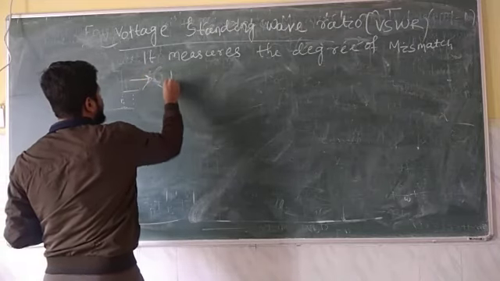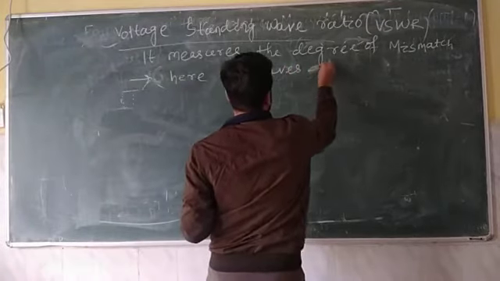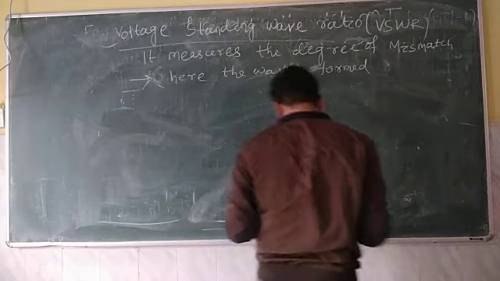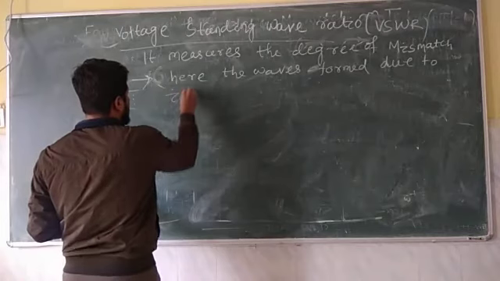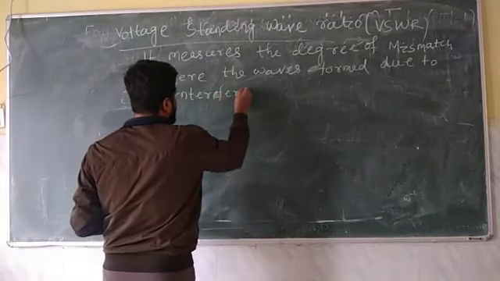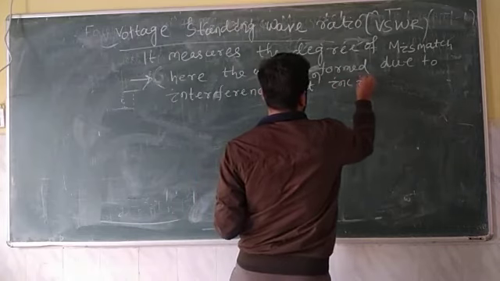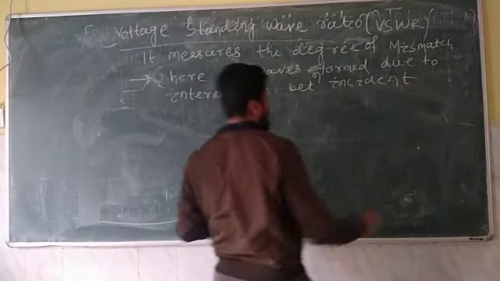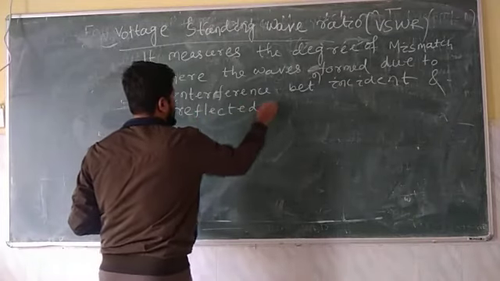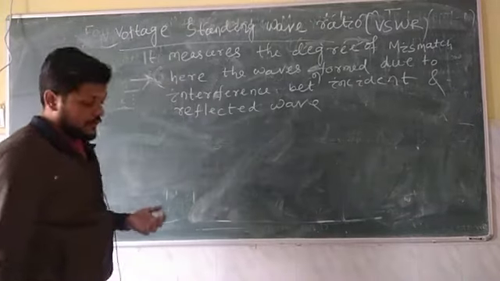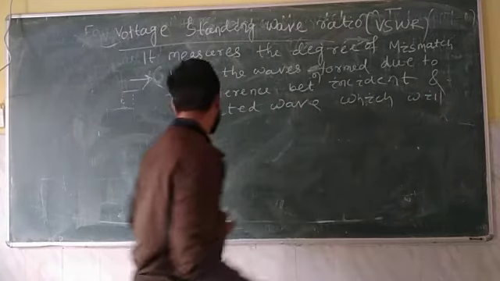Here the waves are not propagating, the waves form due to interference between incident and reflected wave, which will form standing waves.